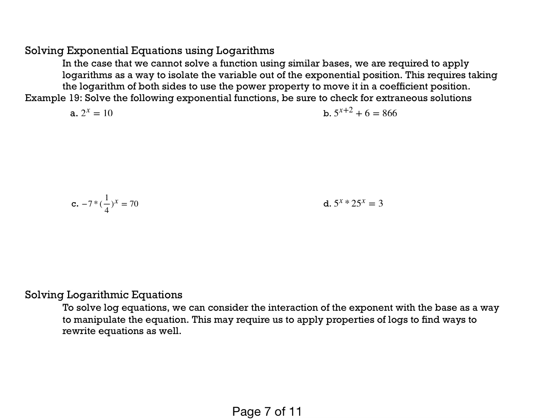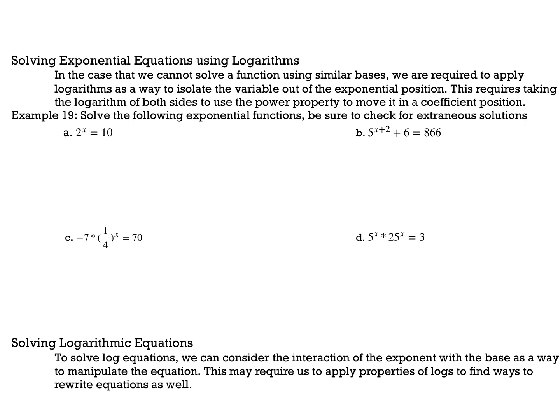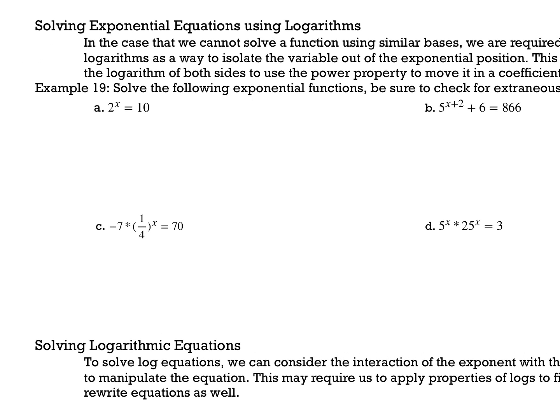A lot of the familiar moves we have, using inverse operations, will come back, but our inverses are maybe a little different than what we're used to. So let me read through the top text here. In the case that we cannot solve a function using similar bases, we are required to apply logarithms as a way to isolate the variable out of the exponential position. I think about this as unlocking that exponent. This requires taking the logarithm of both sides to use the power property, and we will solve from there.